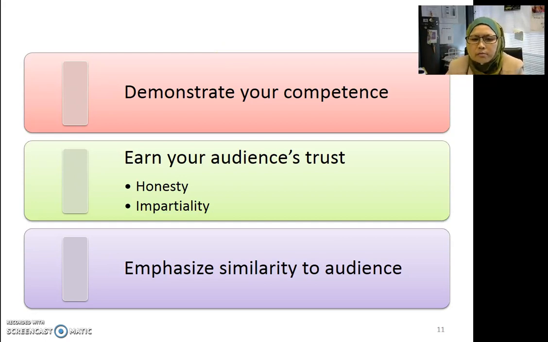You might want to tell them about how much time you have spent using the product or certain statistics or facts that you know about it, that you've held certain posts in university, and so on and so forth. Basically, demonstrate how competent you are and how involved you've been with this particular product. Remember, this is all on ethos. Earn your audience's trust by being honest and impartial.